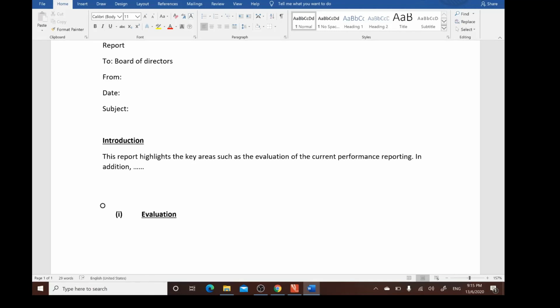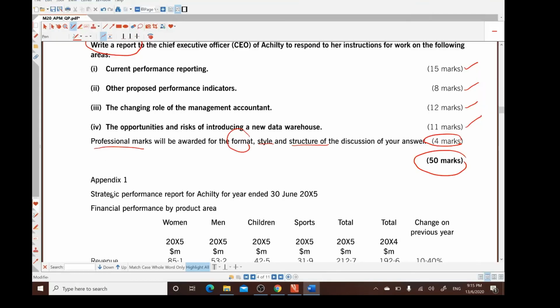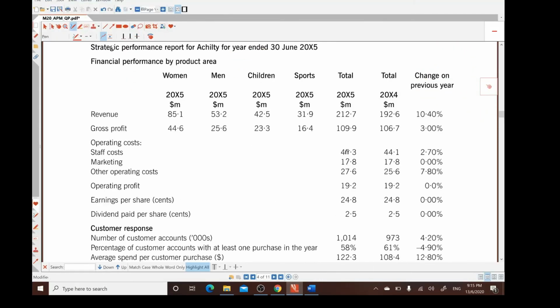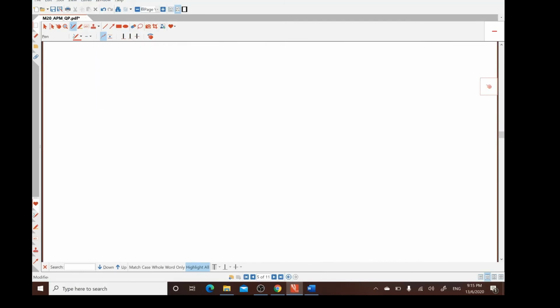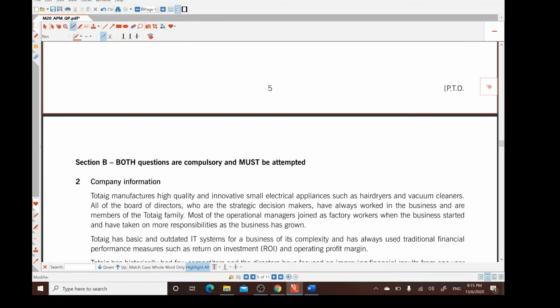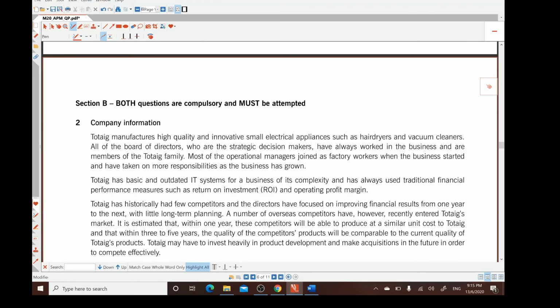Okay, great. Moving on, I'm coming back to here. You can see that's all about the 50 marks exam question, pretty straightforward. Now, not to forget, we have Section B exam questions as well. What is it all about? For this Section B, there are only 2 questions, and both are compulsory and must be attempted.